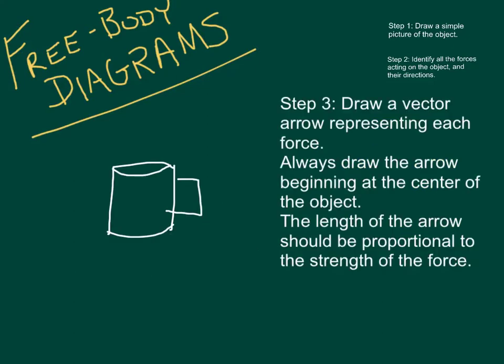The third step is to draw a vector arrow representing each force. The vector should always start in the center of the object and point in the direction of the force. The stronger the force, the longer you should draw the arrow.